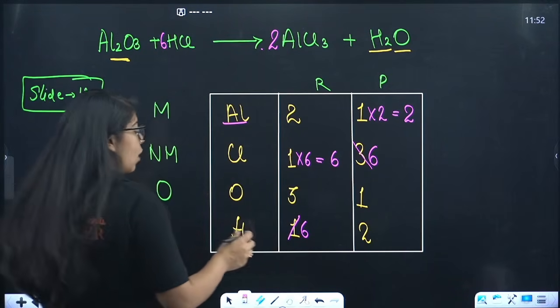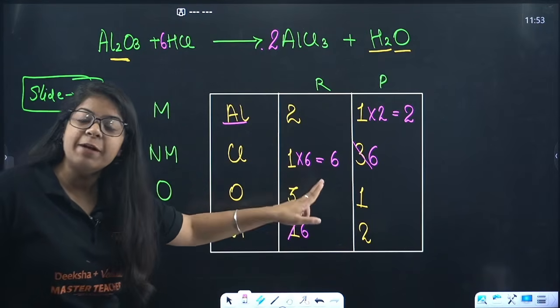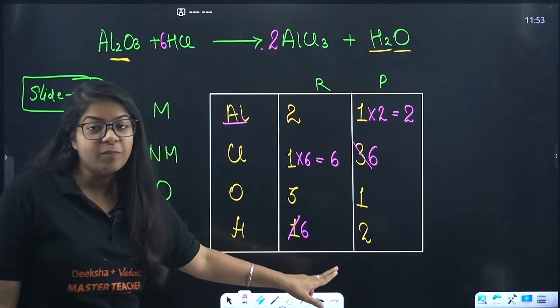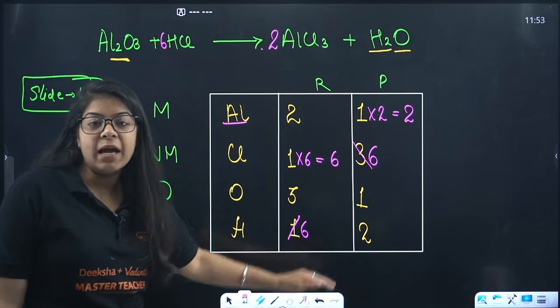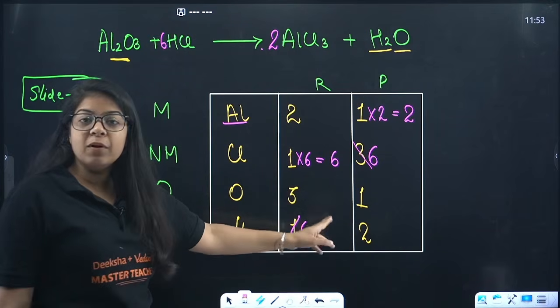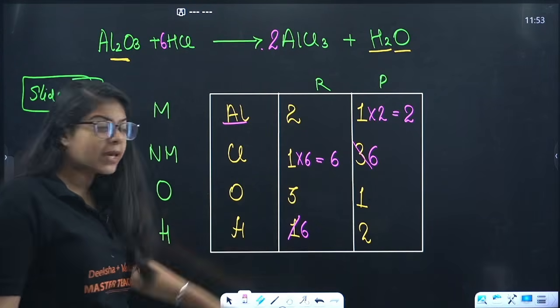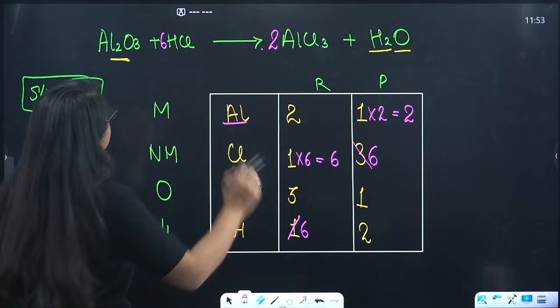Okay, even though we unbalanced hydrogen, we still have to go and balance oxygen first. Don't try to balance hydrogen now. Don't say, oh, hydrogen is unbalanced, let me balance it first. No, we still have to go in the order. We still have to balance oxygen first.